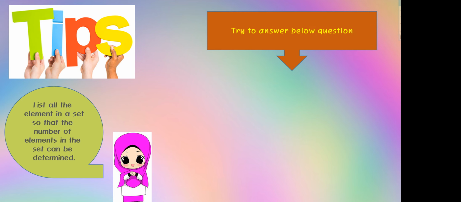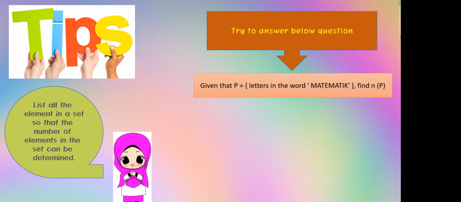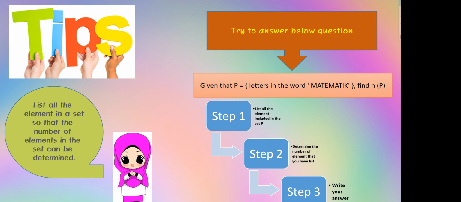Let's see the example now. Given that P is the set of letters in the word mathematic, find the number of the elements of the set P. So before I answer my question, I have 3 steps actually. Step 1, I will list out all the elements included in the set P. After that, I will determine the number of the elements that are already listed. Finally, I will write my answer in the notation way.